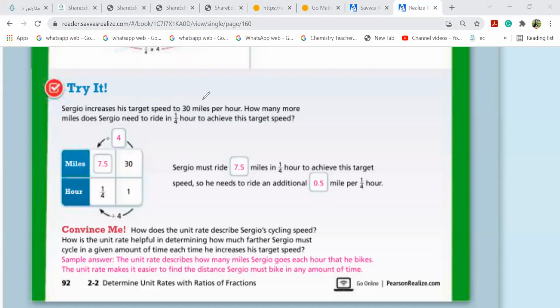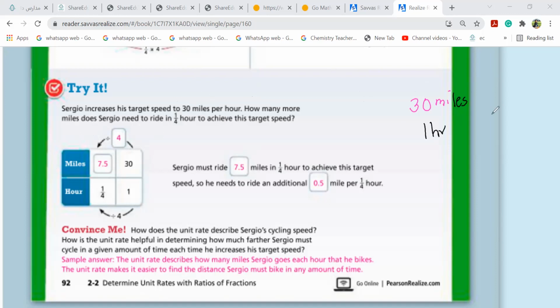Sergio increases his target to 30 miles per hour. How many miles does Sergio need to ride in 1/4 hour to achieve this target speed? Now, they asked 30 miles. See here how I do, and then see the left side. Then copy this. 30 miles if they go in 1 hour.